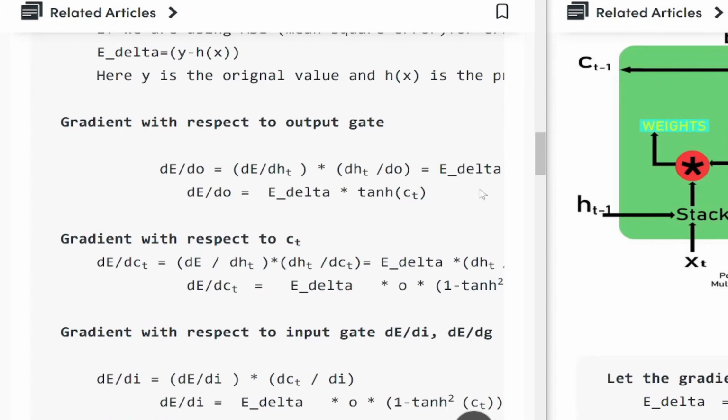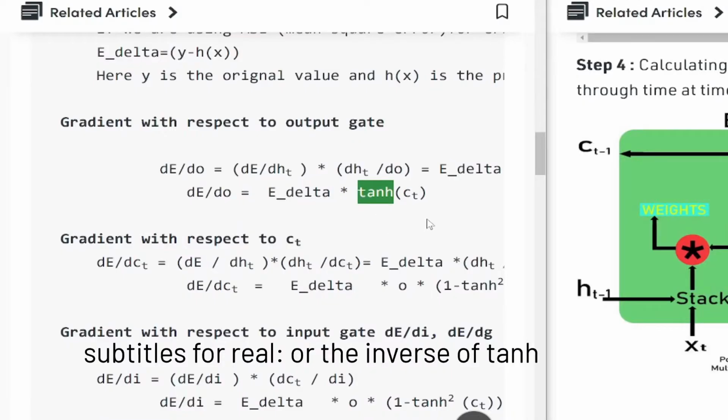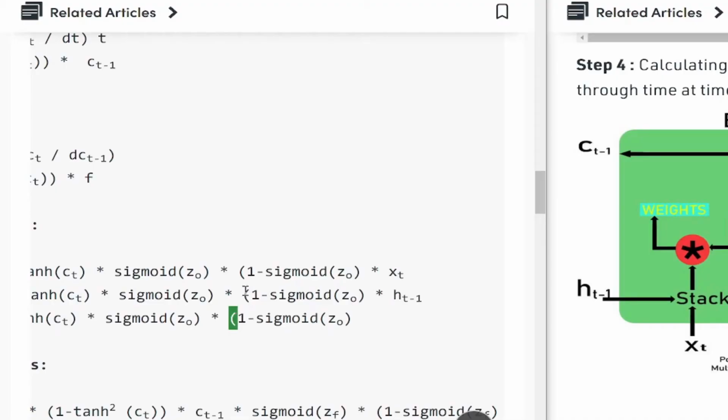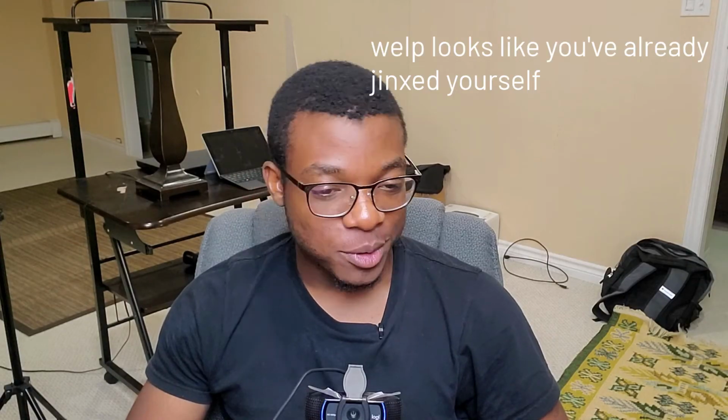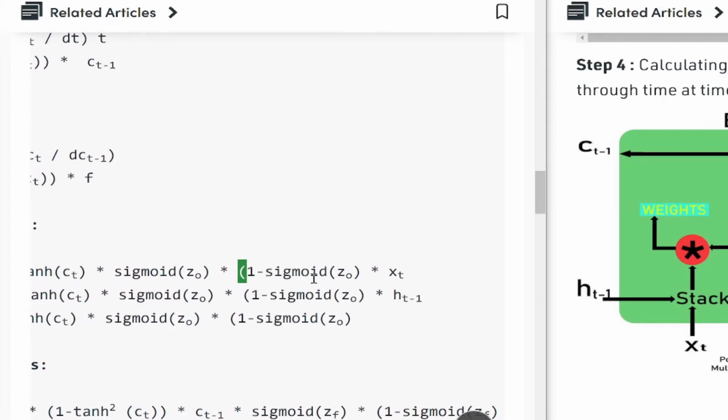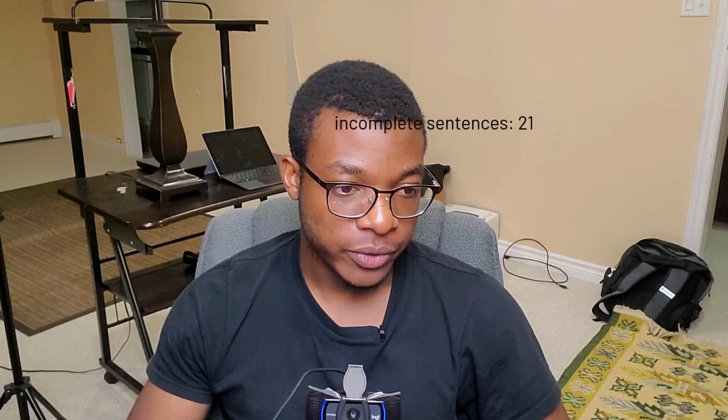Shouldn't it be the inverse of tan? I hate when you find an error in something because then it makes you hesitant as to whether you can keep believing it. Should this be tan or the inverse of tan? Why do these brackets not have an ending? Implementing this is going to be a pain because I have to guess where the brackets go. I think the brackets go here. I don't know though. I have no clue.